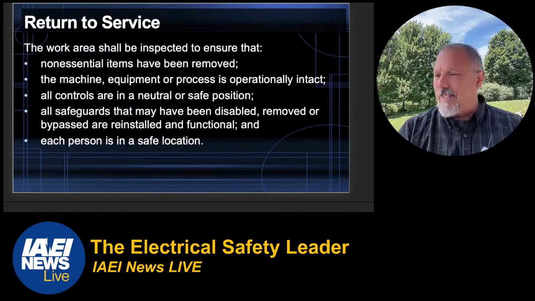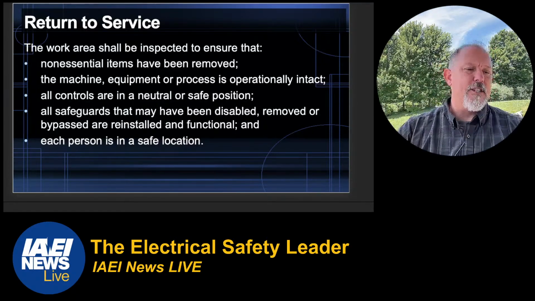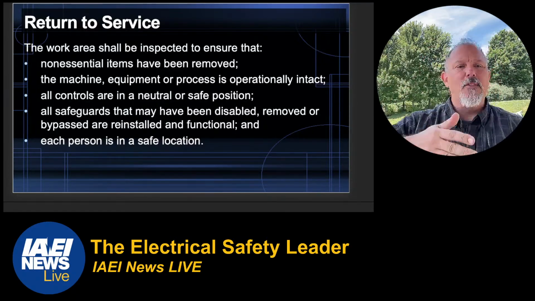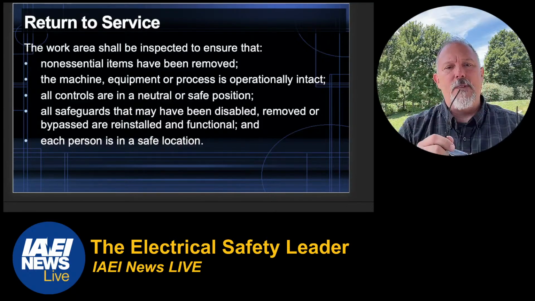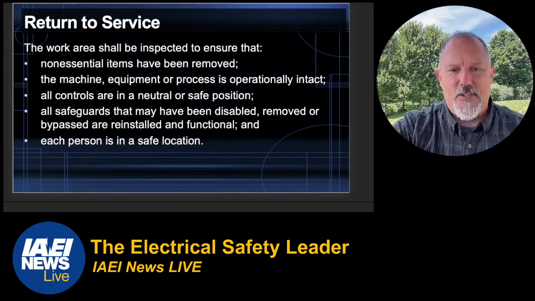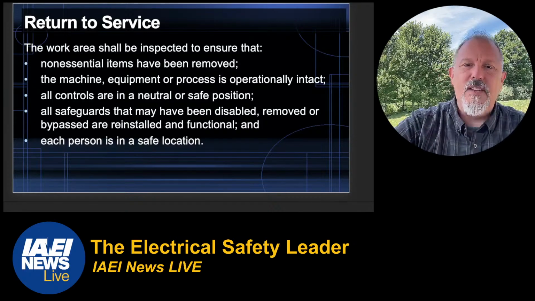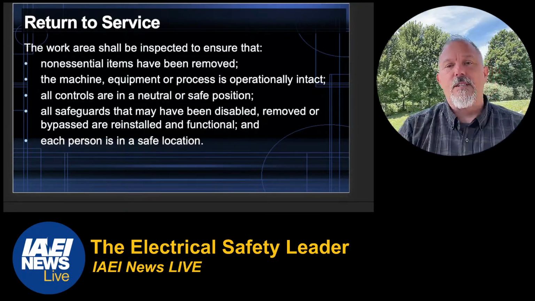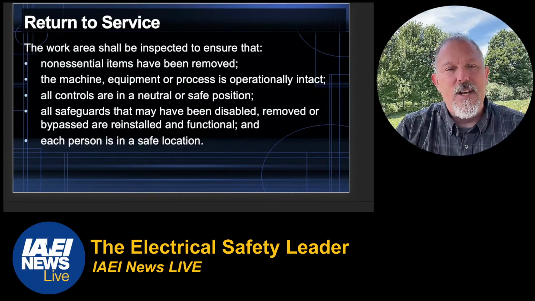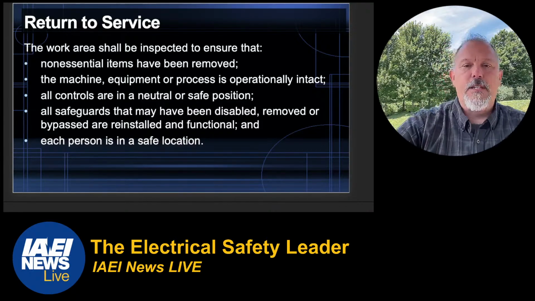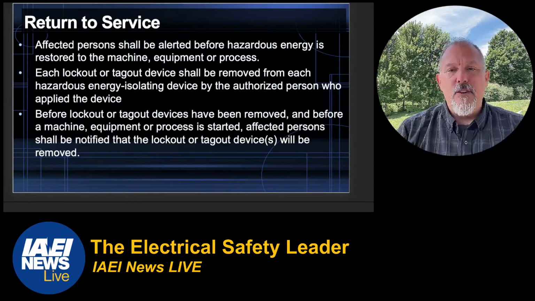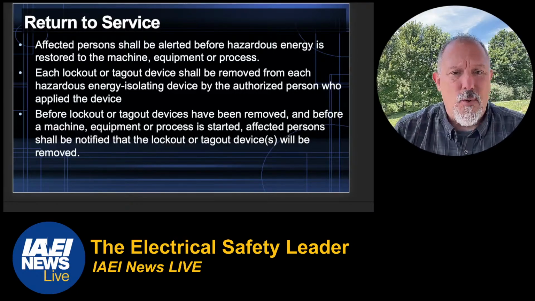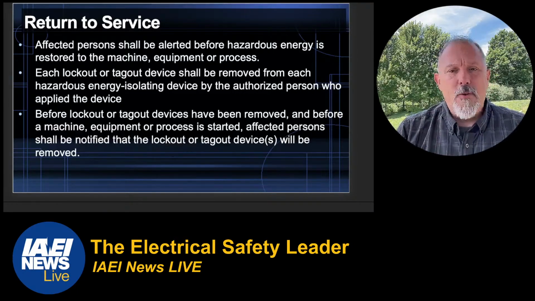So, establishing an electrically safe work condition is one part of it, but then also when you're done, the other aspect of it is getting back into service. Non-essential items have been removed. The machine, equipment, or process is operationally intact. All controls are in a neutral or safe position. Each person is in a safe location. The affected persons have to be alerted before the hazardous energy is restored to the machine, equipment, or process.